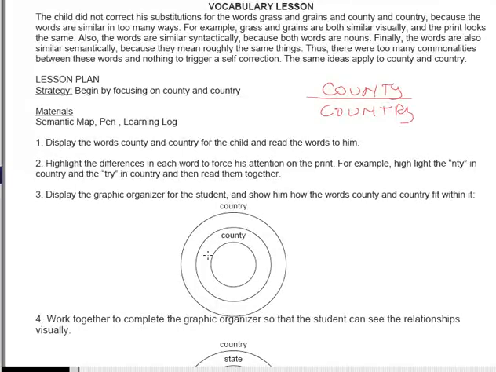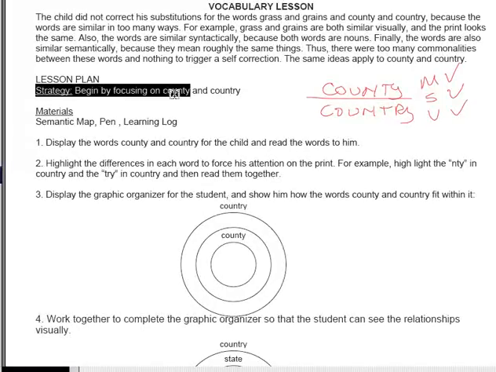So the way that you would analyze this is by looking at why the child made the error in the first place. Remember, there are three different levels. There's meaning, and there's syntax, and there's visual information. Well, the problem is that county and country mean almost the same thing. Grammatically, they're both nouns, and visually, they look the same. So here is a lesson plan for how I would recommend that you handle a vocabulary problem like this. You want to focus on county and country. You want to use a semantic map, a pen, and a learning log.